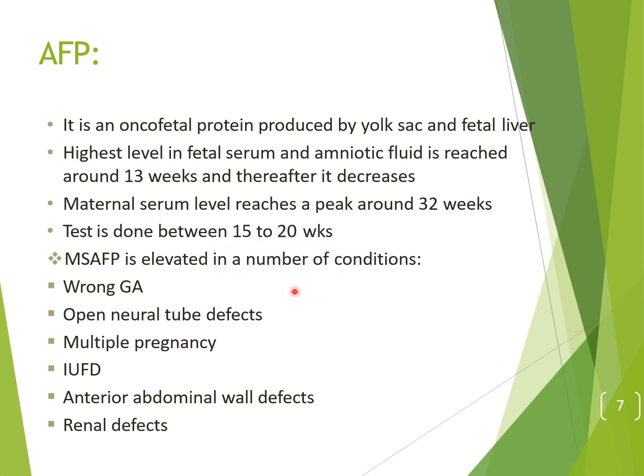In case the maternal serum alpha fetoprotein level is high, it suggests the following conditions. It may be due to wrong gestational age, or maybe due to neural tube defects of the baby, that is open neural tube defects of the baby, or multiple pregnancy, intrauterine fetal death, anterior abdominal wall defects, and renal defects of the baby. In case the level is high, you should suspect these conditions.